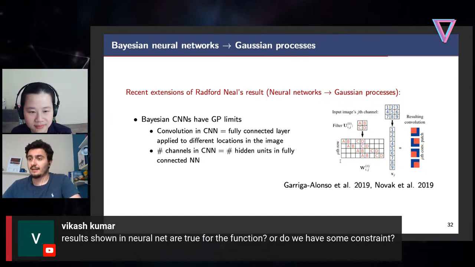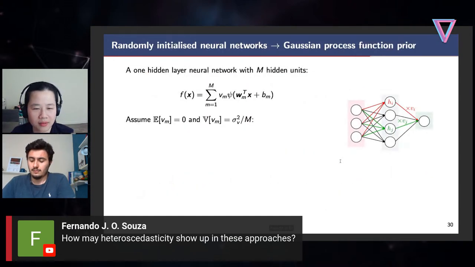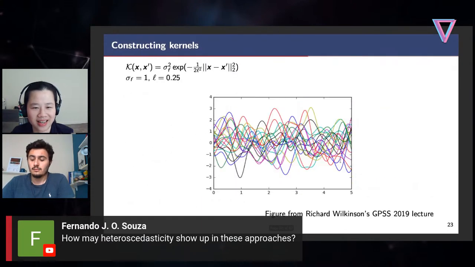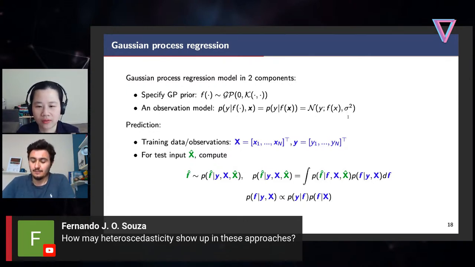Okay, thanks. Another question here from Fernando is, how may heteroscedasticity show up in these approaches? Okay, I see. Throughout this talk, I didn't talk about anything regarding non-homogeneous noise. I always assume that the variance of the output model is the same across all locations.